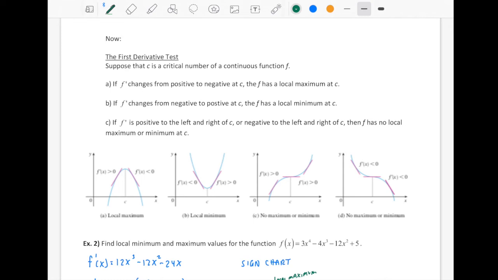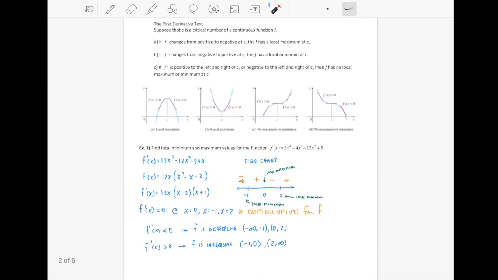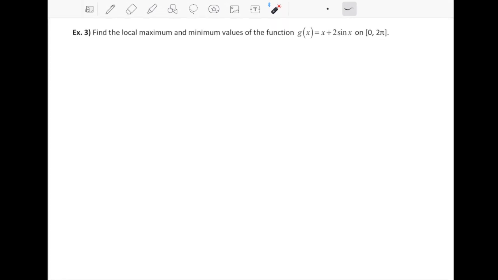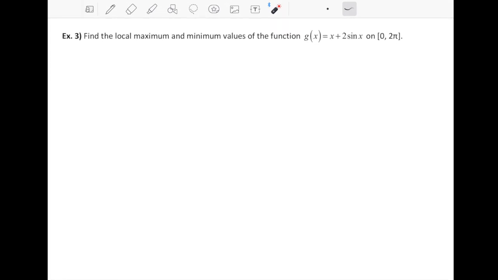So we look, does our graph change from positive to negative? Positive to negative, we have a local maximum. If our graph changes from decreasing to increasing, the first derivative changes from negative to positive, we're going to have a local minimum. Let's try that with one more function here. Find the local maximum and minimum values for this function g of x equals x plus 2 sine x on the interval 0 to 2 pi.